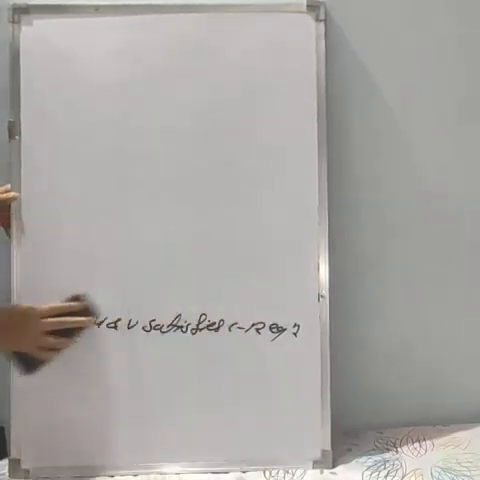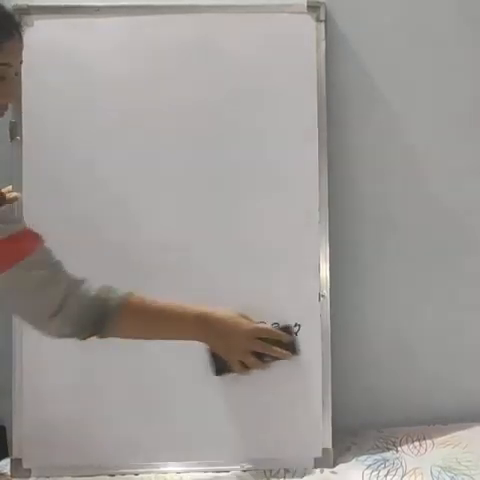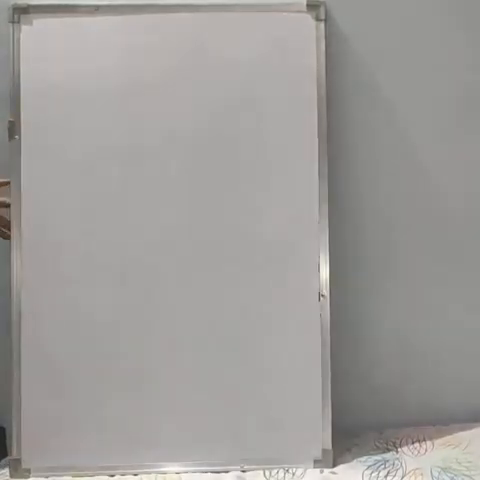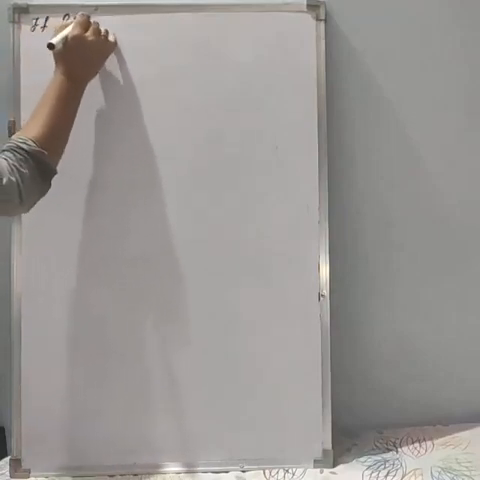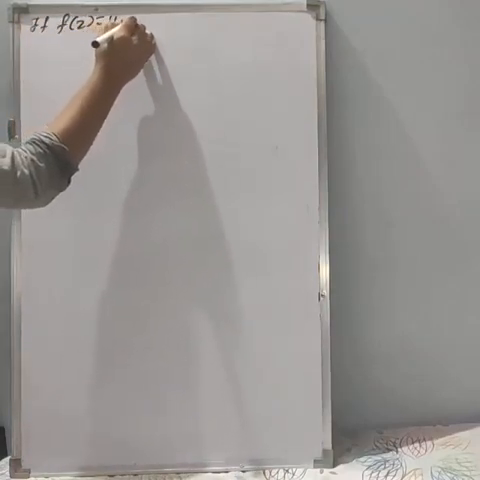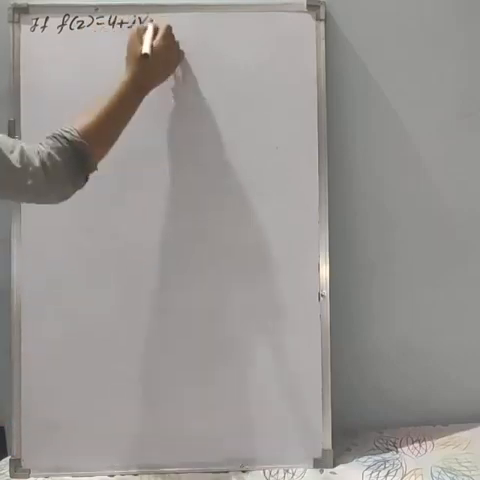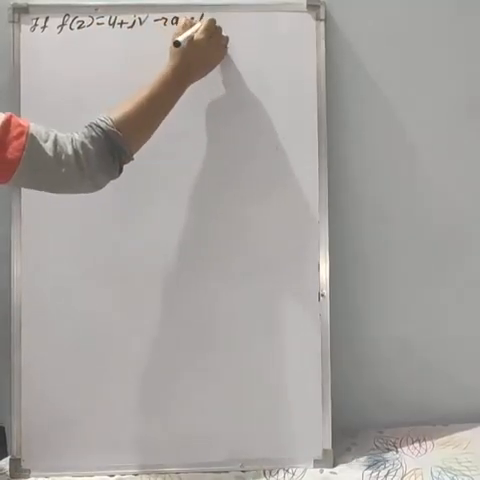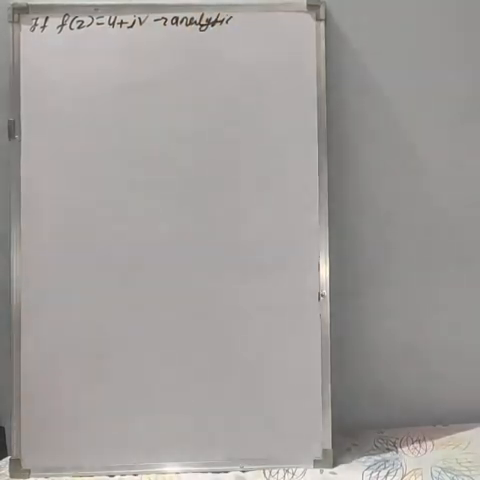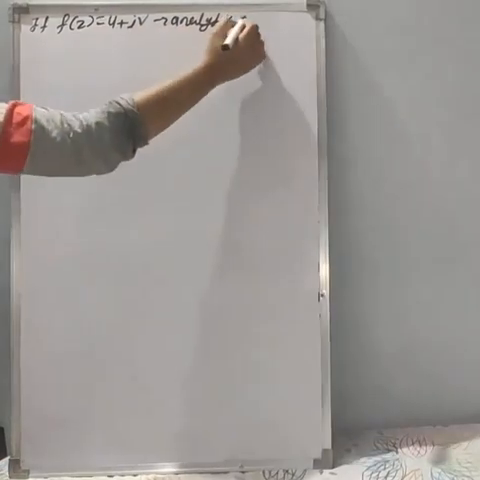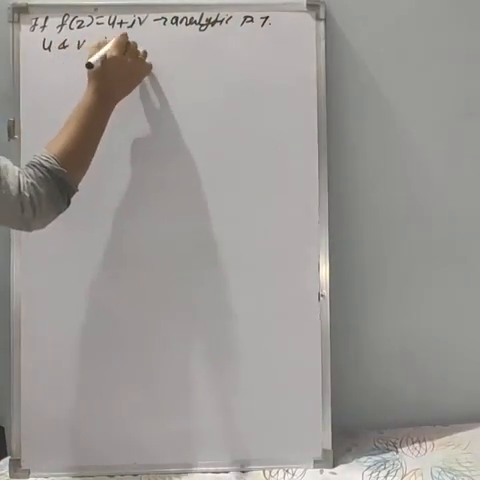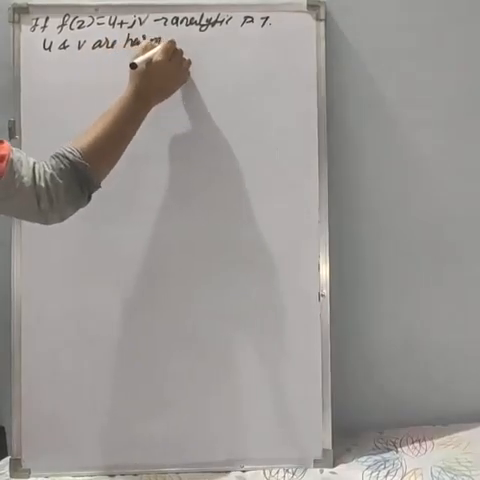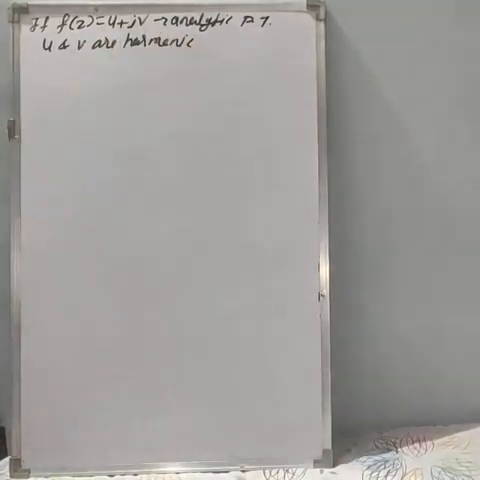Okay, so next, depending on this result we have one theorem. It is very easy. Or you can say one result: if f of z is equal to u plus iv is analytic, then prove that both u and v are harmonic.